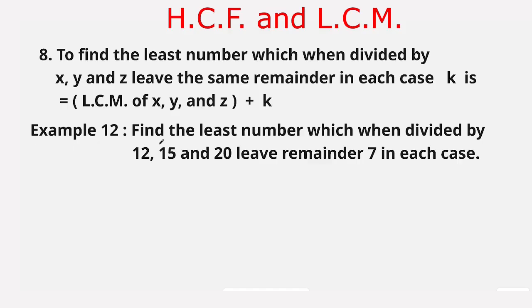And we will learn it by this example. Example 12. Find the least number which when divided by 12, 15 and 20 leaves remainder 7 in each case. That least number which we have to find is such that when divided by 12, 15 or 20, in all these three cases the remainder is always 7.